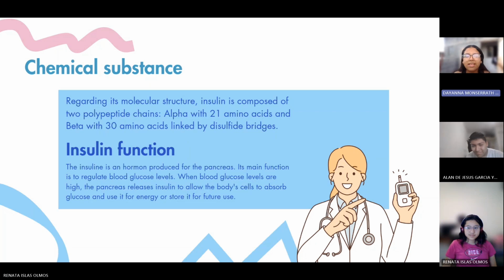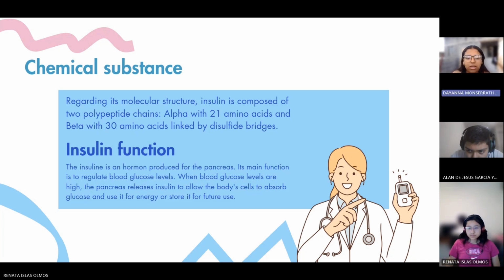Chemical substance. Regarding its molecular structure, insulin is composed of two polypeptide chains, alpha with 21 amino acids and beta with 30 amino acids, linked by disulfide bridges.